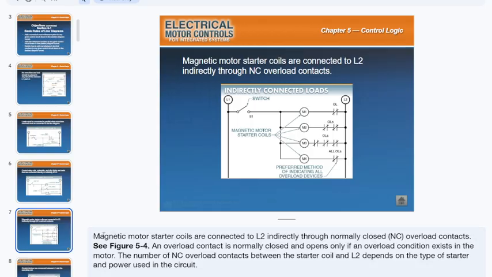All right, so magnetic motor starter coils connect indirectly to L2 through the normally closed contacts of the overload. An overload contact is normally closed, and here's what it's saying. If you wanted to highlight this, that'd be great. It opens only if an overload condition exists on the motor.